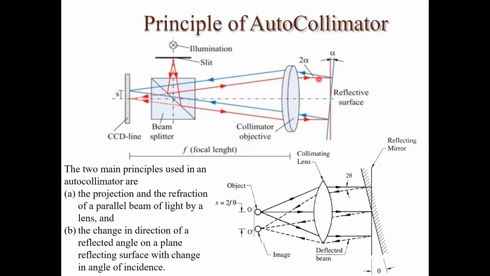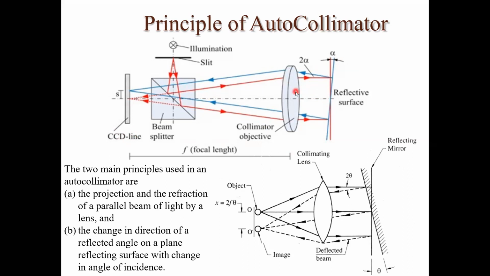This reflected beam of light comes back, passes through the lens and reaches the microscope. A CCD is there. CCD, charge coupled device, is an electronic device used to convert the beam of light into digital output. The only thing to observe here is that the parallel beam of light is reflected back along the same path when this reflective surface is perpendicular to the axis of the objective lens.